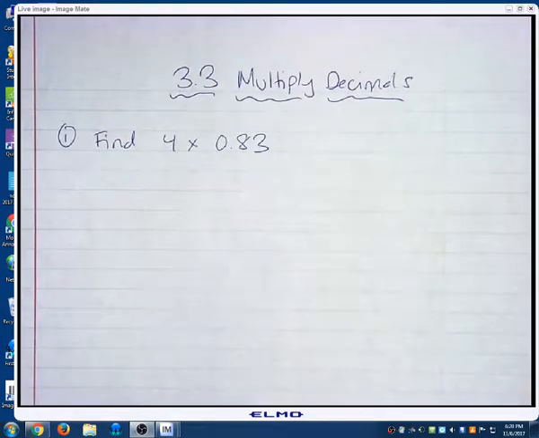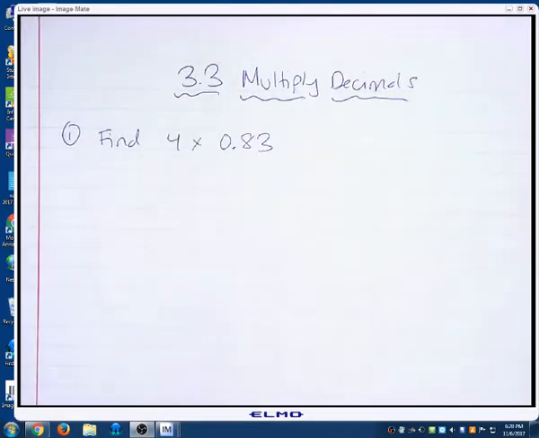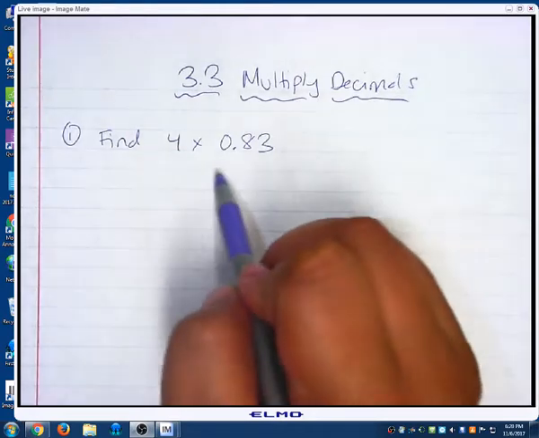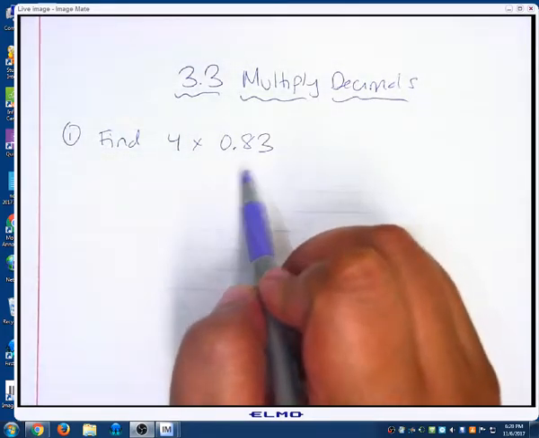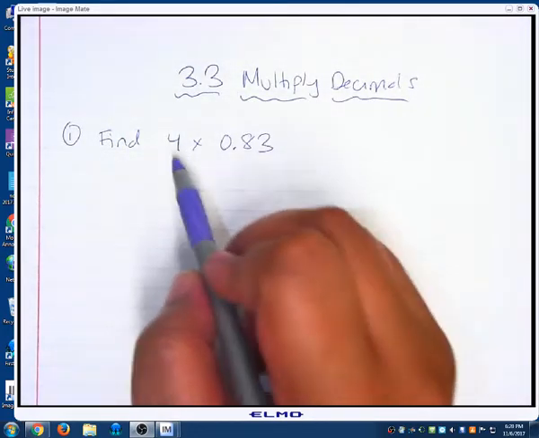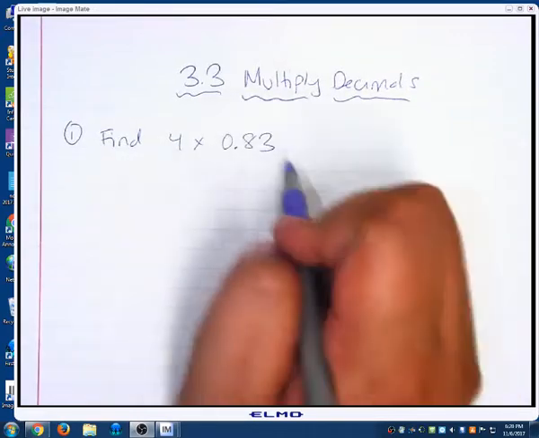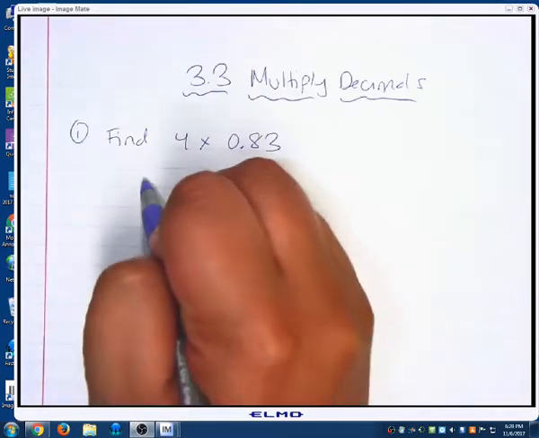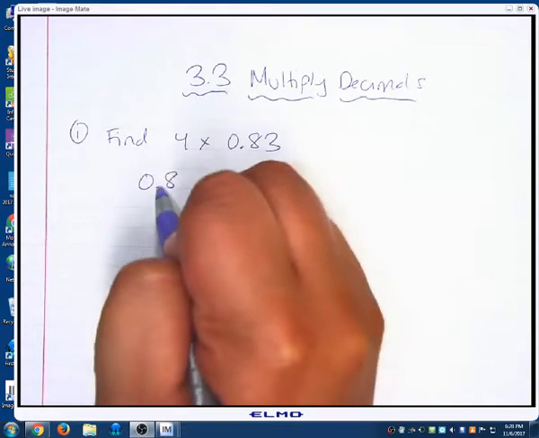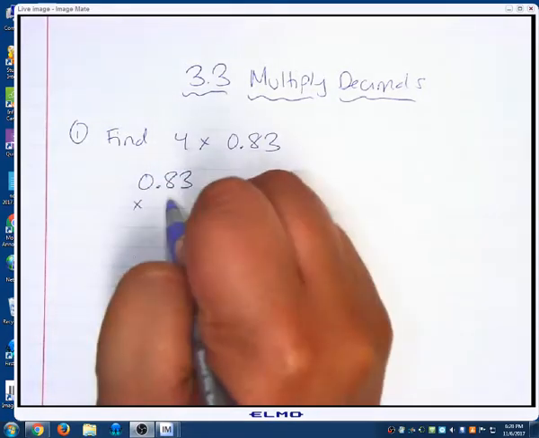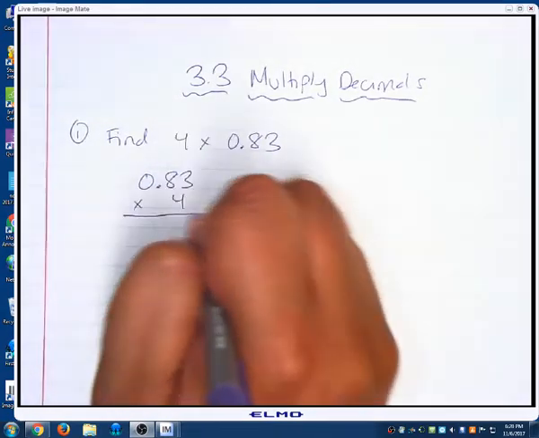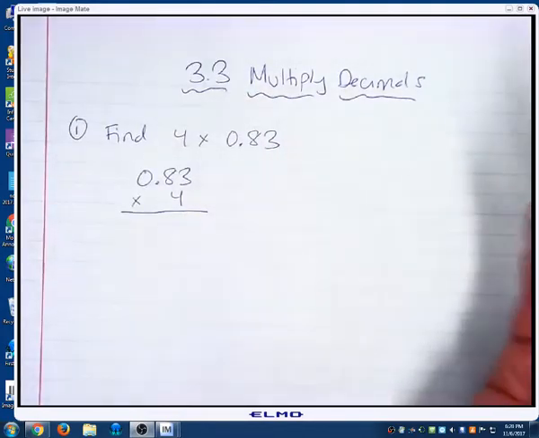All right, so it says find 4 times 0.83. Whenever I have two digits or more than just this one, this is only one digit, I'm going to put that on the top. So whatever has more digits, put on the top. So I have 0.83 and then times 4 on the bottom here.